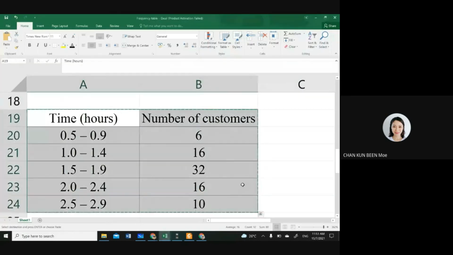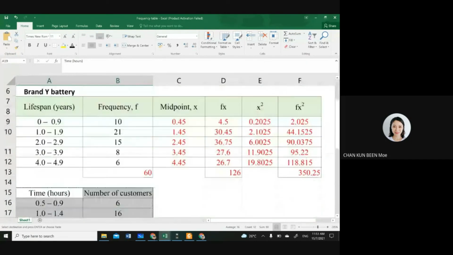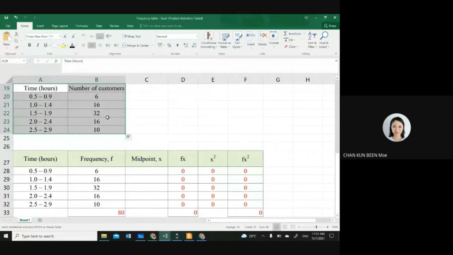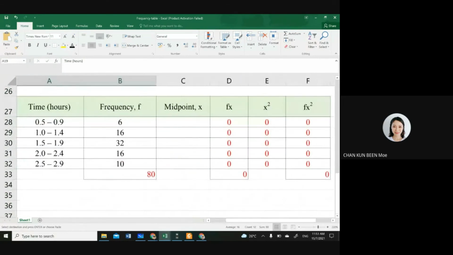Construct the table so that you can see the values easily. So I move down over here. This is what I have, 6, 16, 32, 16, 10. I think I've already got it ready for you. Okay, this is the one. So I copy down everything here. You can see 6, 16, 32, 16, 10. Okay, the total frequency is 80. So we are going to finish up this part over here.